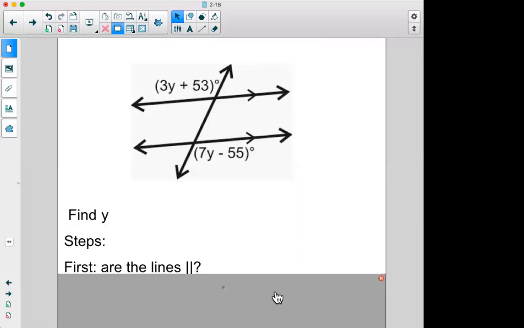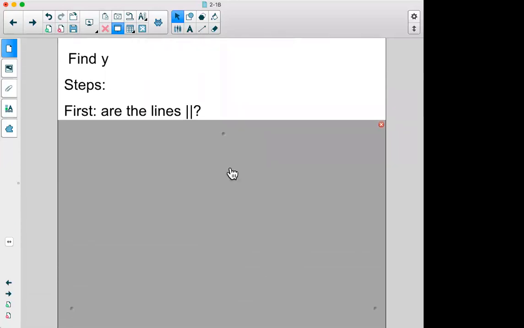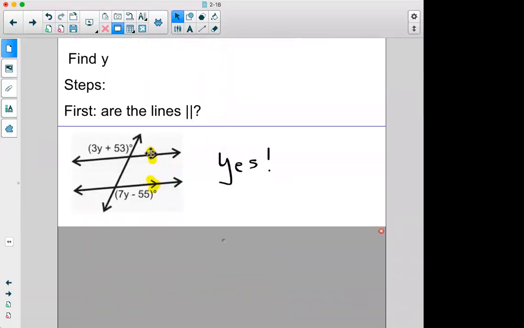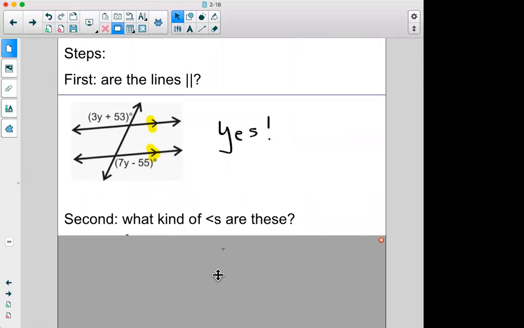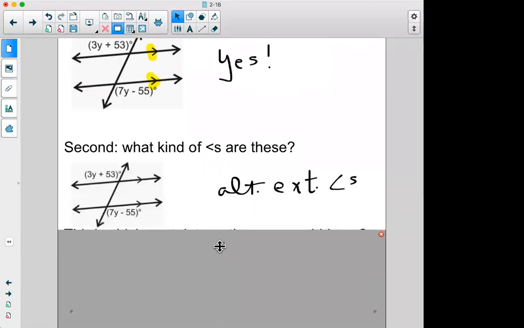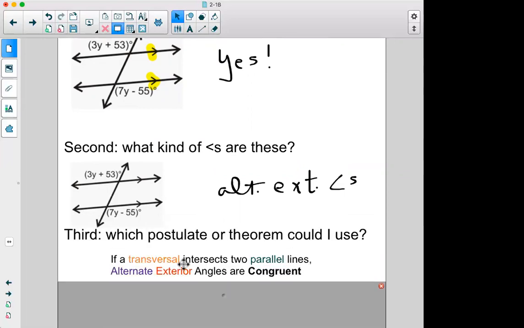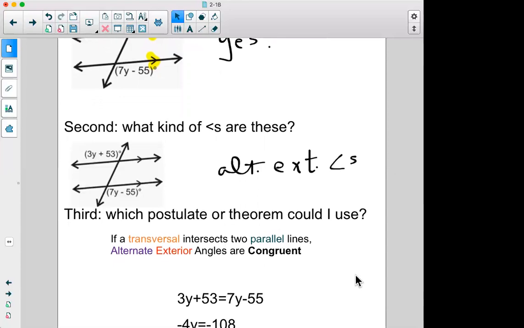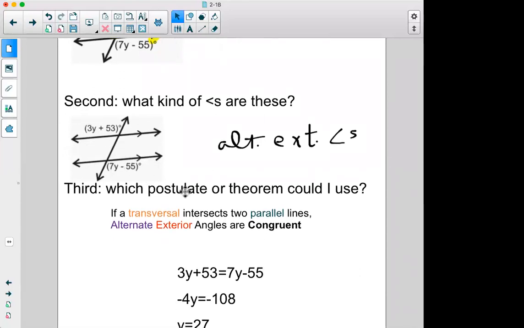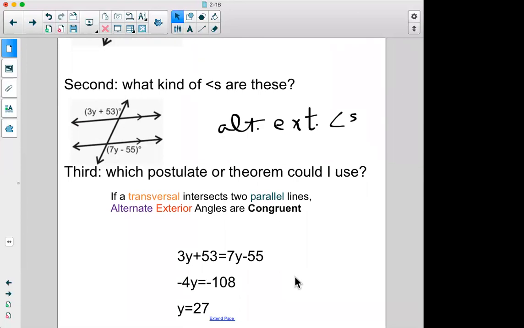Our first step is to ask, are the lines parallel? And yes, they are, because we have these matching arrowheads that tell us they're parallel. Next, we ask, what kind of angles are these? And we see that they're alternate exterior angles on alternate sides of the transversal and on exterior space of the two lines. And then we ask, what theorem could we use? And we use the theorem that states, if transversal intersects two parallel lines, alternate exterior angles are congruent, which means their measurements are equal. So we can set those expressions for their measurements equal to each other and solve for y.